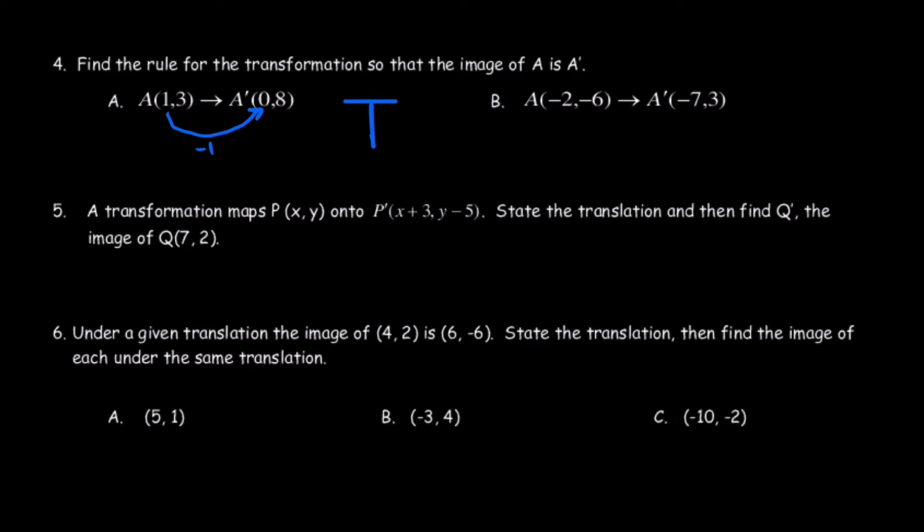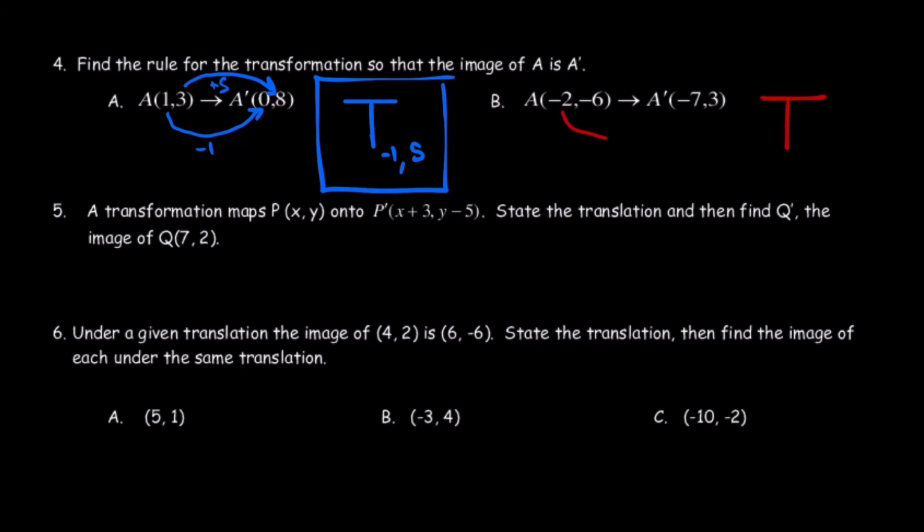Well, that's a -1. So -1 has to go first. Then 3 plus what is 8? That's plus 5. So then the second component is 5. That's a translation of -1, 5. Okay, number 8, it's going to be a translation.